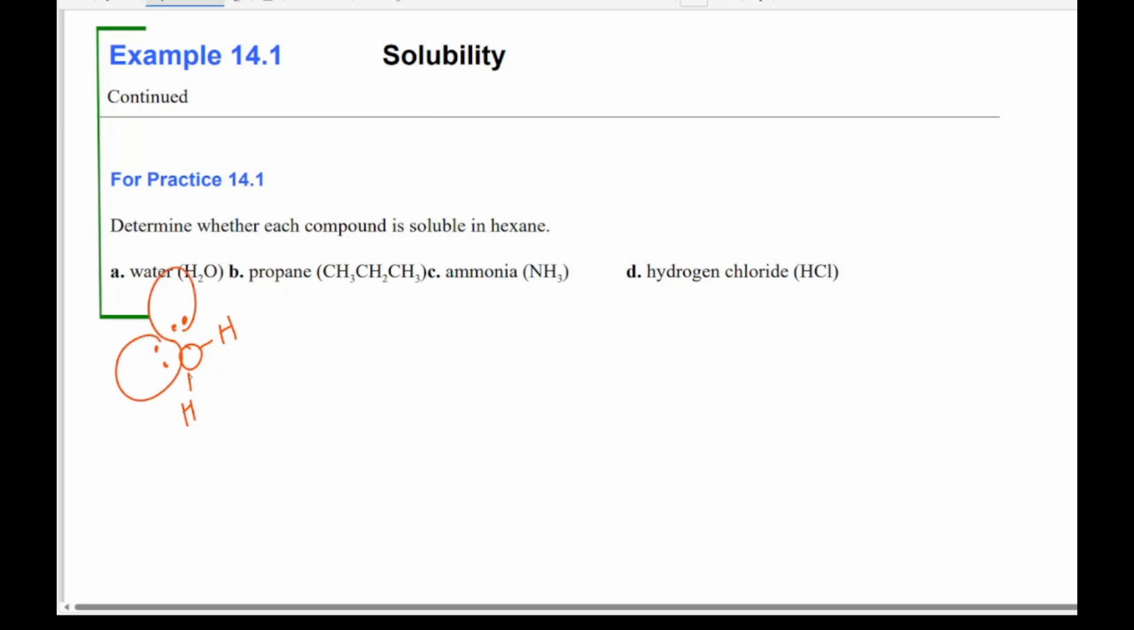And because we have this bent geometry with the oxygen-hydrogen bonds, these polar bonds don't cancel each other out, and water has a net dipole going straight down through the center of the molecule in that direction. So water is polar. And let's consider hexane. Right here. And so hexane is nonpolar because it doesn't have any polar bonds. Therefore, water is not soluble in hexane.